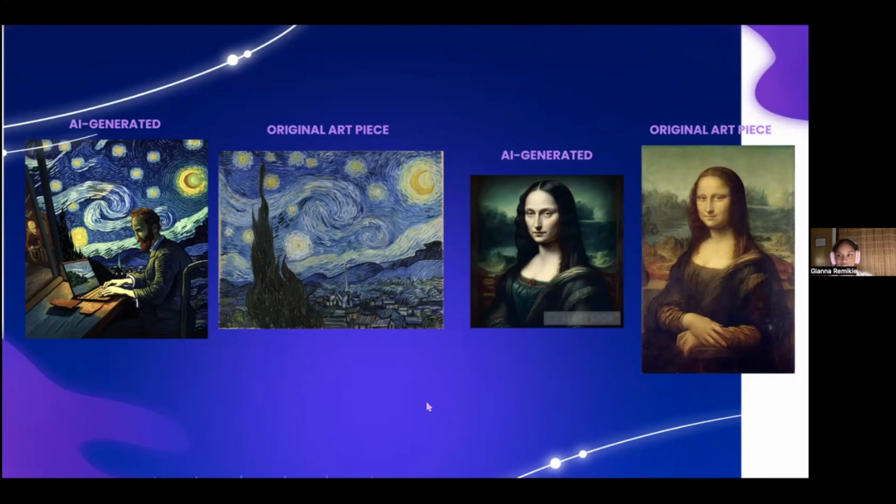And then in the other art piece, we see the Mona Lisa. In the AI generated version, she looks more animated and more cartoon-like.